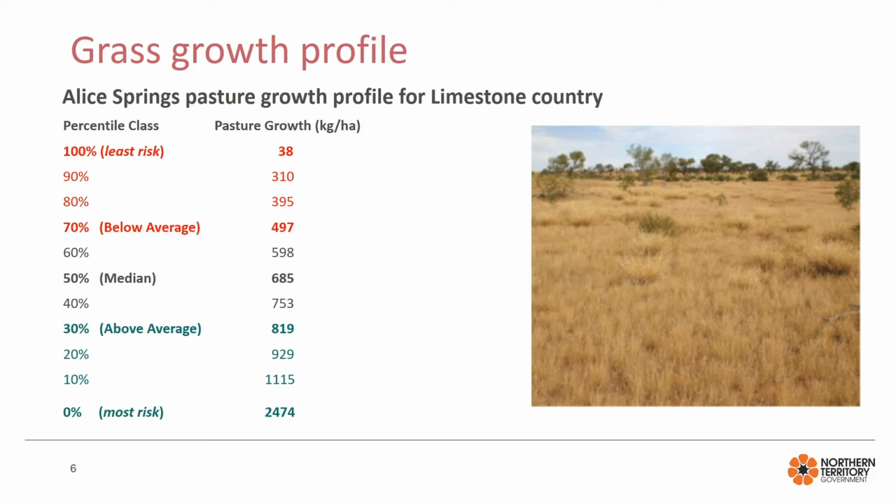Depending on your risk profile, and I'm particularly risk averse, I might be someone who says, actually, I'm setting mine at the 70%. I want to make sure I've got that much grass at least 7 years out of 10, but that's just me. Other people might like to live on the edge and make it a bit higher. However, when we do our carrying capacity calculations, we generally do it on the median, so 50% of the time.